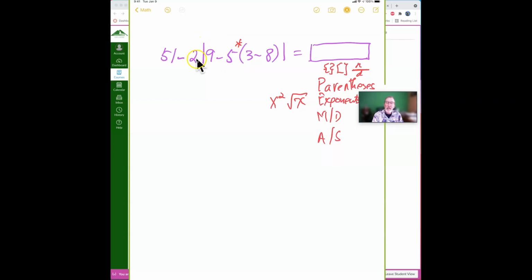And then we have another implied multiplication operation here, where we have negative 2 times this. So what we're looking for right now is parentheses, right? So we're going to come along here.